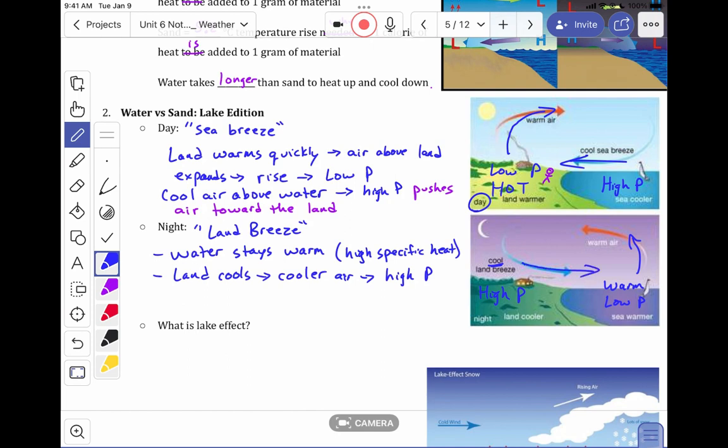So the high pressure pushes air toward the low pressure above the water. Maybe I'll say above the warmer water. So those two things are kind of in conjunction with each other. They're opposites of each other.